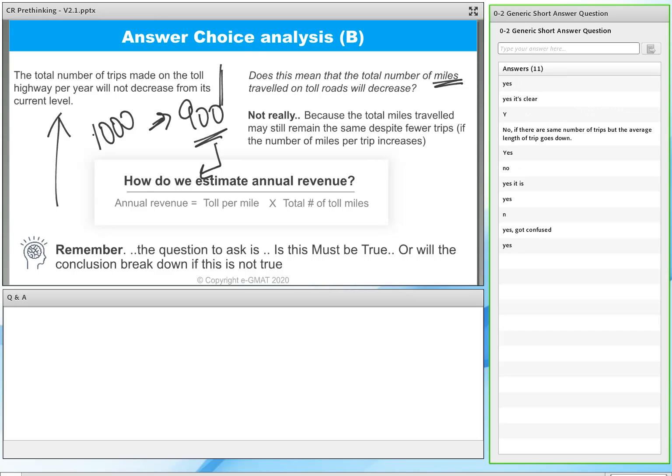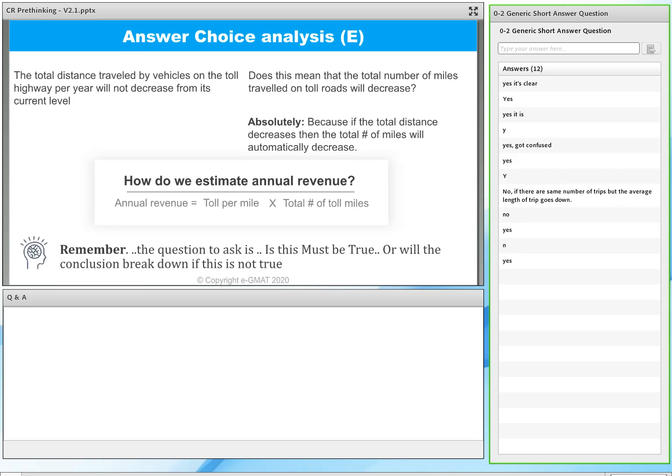Right? Must be true means it has to be true. Without it, the conclusion will break down. That's why I said, remember that definition of what an assumption is. Okay. Let's look at choice E, which is our correct answer.